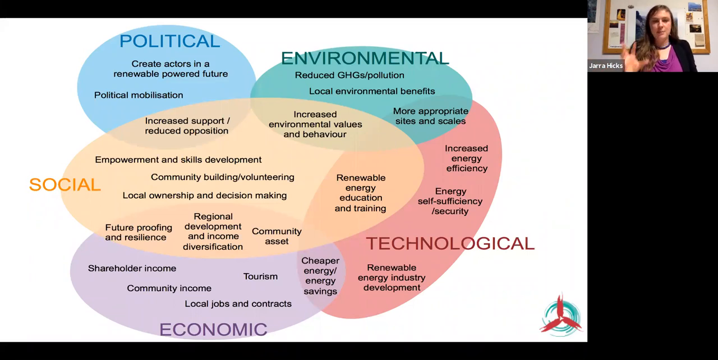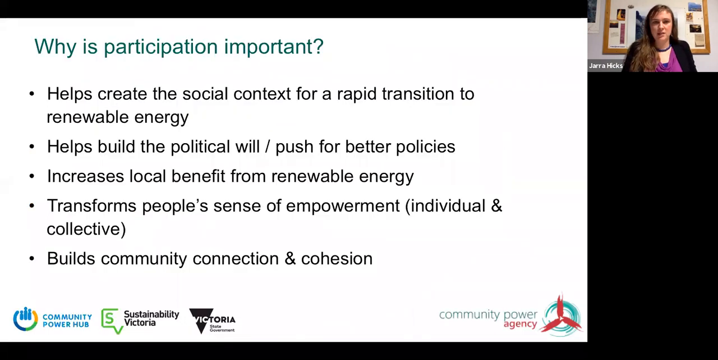Participation is particularly important for delivering all of those outcomes in the orange circle, all of those social outcomes, but it's also important to delivering a lot of the local economic benefit outcomes. We see participation as being really crucial to delivering the social context that is going to support a rapid transition to renewable energy, so building that base of understanding and support within the community that is ready to accept renewable energy, ready to do it in their own homes and in their own communities.